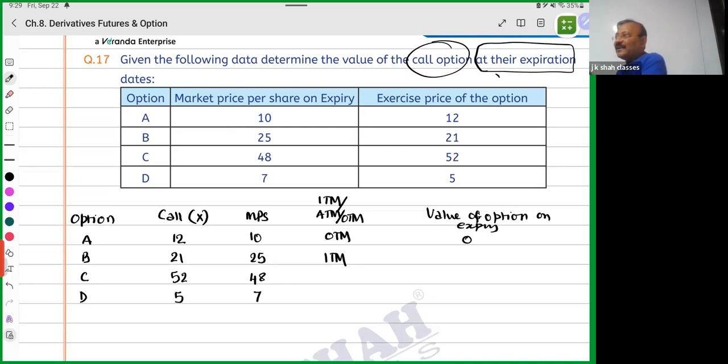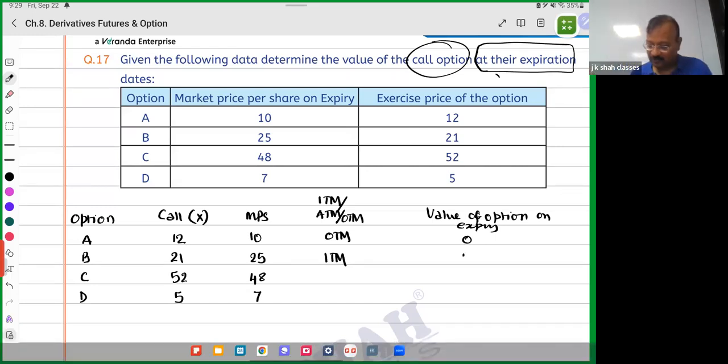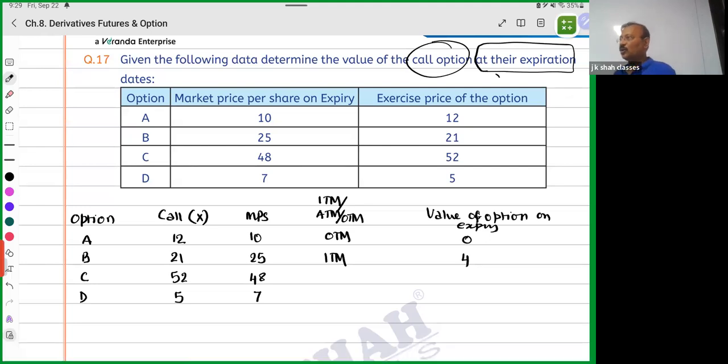Achha. Next one, right to buy at 21, market price 25. So on expiry, what will be its value? Will there be any time value on expiry? Nothing. So what will be its value? Intrinsic, how much? 4. Okay. Right to buy at 52, market price 48. What will be its value? 0. Right to buy at 5, market price 7.